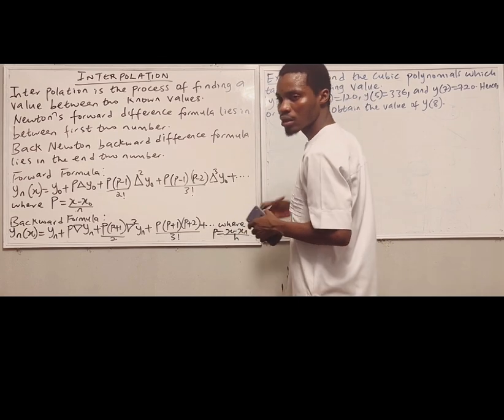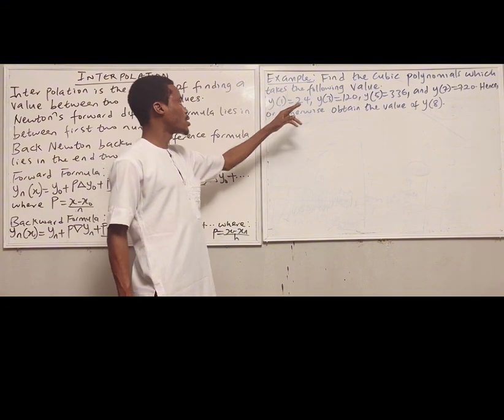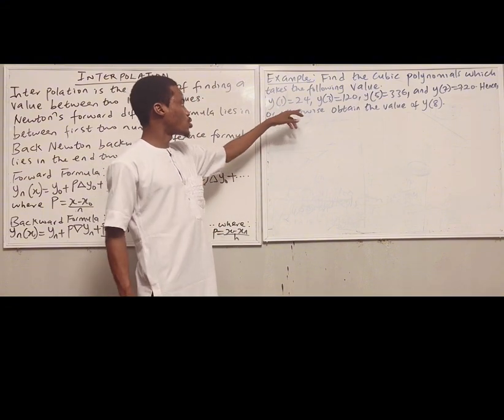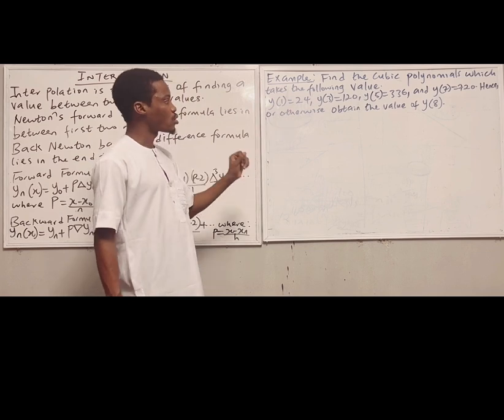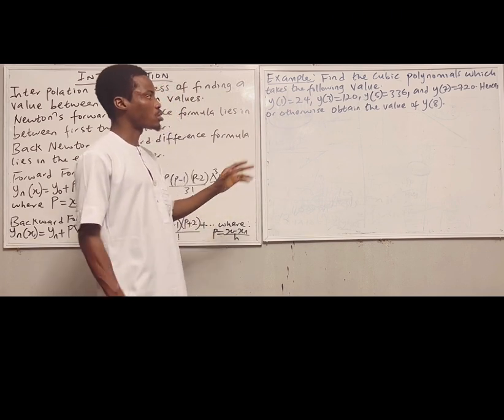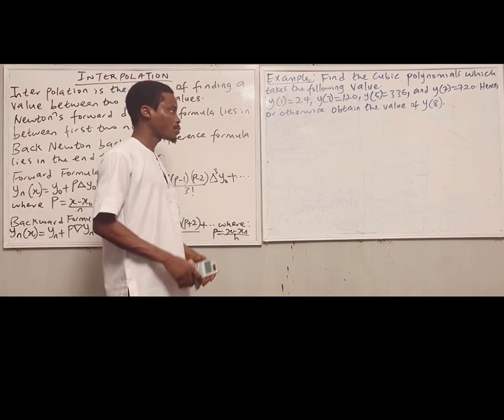So let us discuss this example. Find the cubic polynomial which takes the following values: y of 1 is equal to 24, y of 2 is equal to 120, y of 5 is equal to 336, and y of 7 is equal to 720. Hence or otherwise, obtain the value of y of 8.